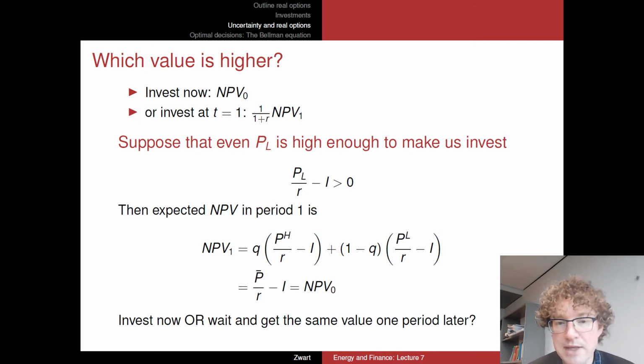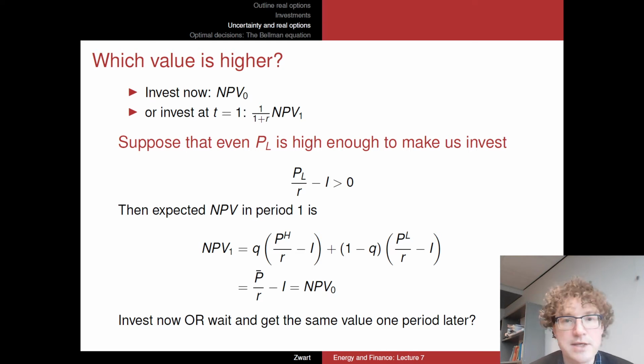So we'll certainly make this investment next year if we haven't made it already today. And the NPV that we get next year is the average of these two. So this average of these two is, of course, again the same as P bar over R minus I. So next year, basically, the NPV will be the same. The average NPV next year will be the same as today's expected NPV, P bar over R minus I.